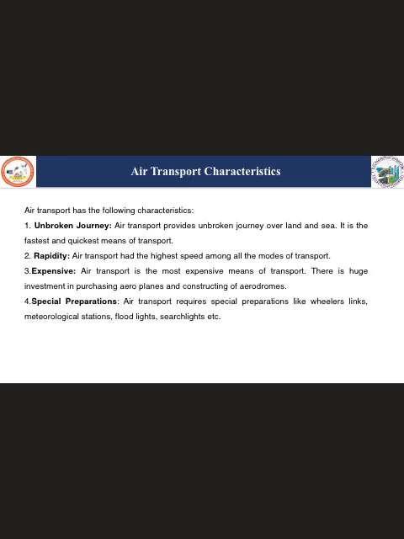At the same time, air transport is expensive compared to any other mode of transportation, where a huge investment is required for purchasing the aeroplane and constructing aerodromes and airport facilities. So you have to invest more when air transport has to be considered. Also, to operate aircraft, we require special preparations such as wireless links, a meteorological station has to be established, floodlights are required, and searchlights are required if you want to trace the aircraft. Such special operations are required and are not essential in other modes of transportation.